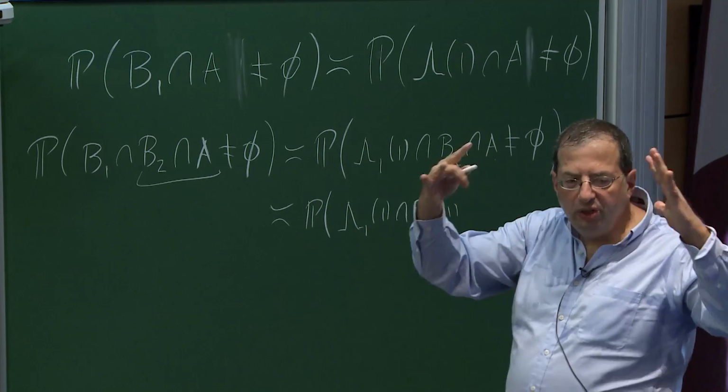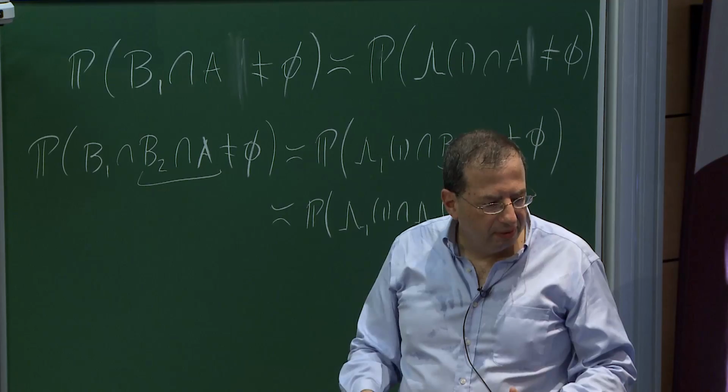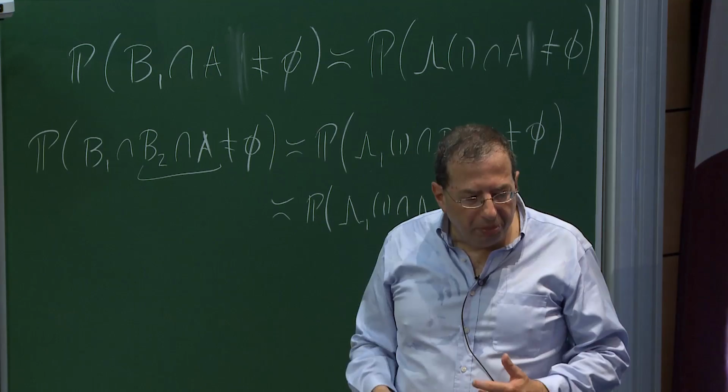So let me remind you, what is this set lambda of 1? It's very simple. You take the cube, divide it in 8, and each subcube you just keep with probability half and remove with probability half, and repeat. So that's lambda of 1. And we have two independent copies of this set. And we're still intersecting with A.